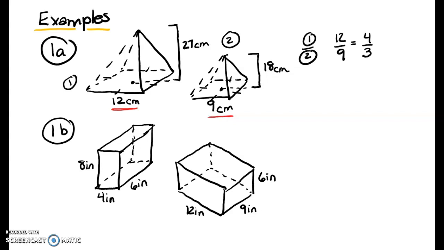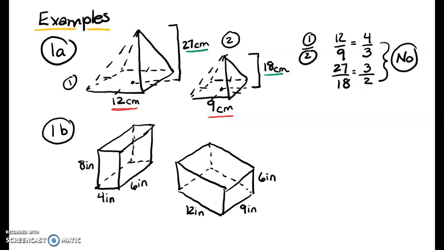Now I also have the height. The height of my pyramid is 27 over 18. And I know that that reduces by a factor of 9. So when I take a 9 out of 27, I get 3. When I take a 9 out of 18, I get 2. These two scale factors are not equal. So these are not similar figures.